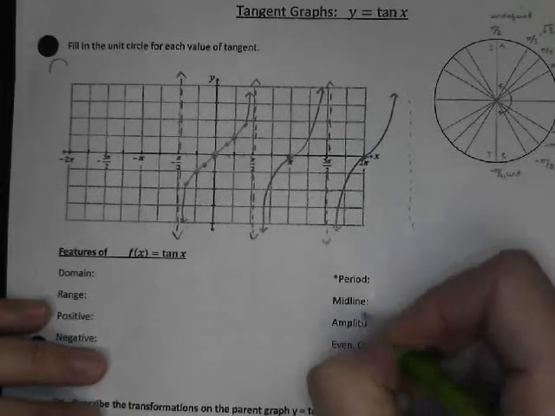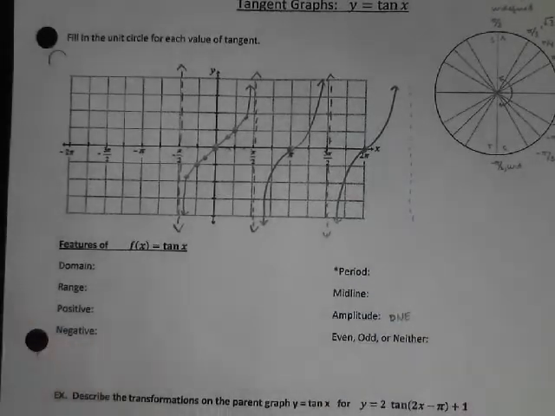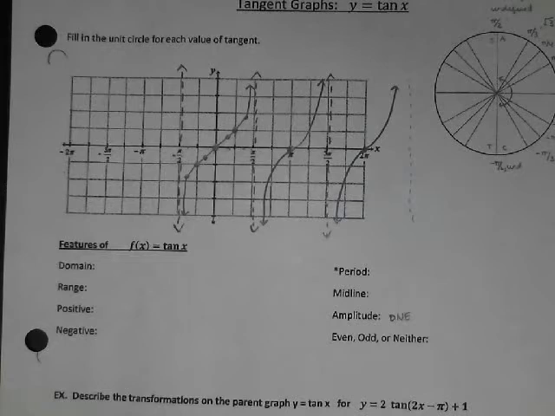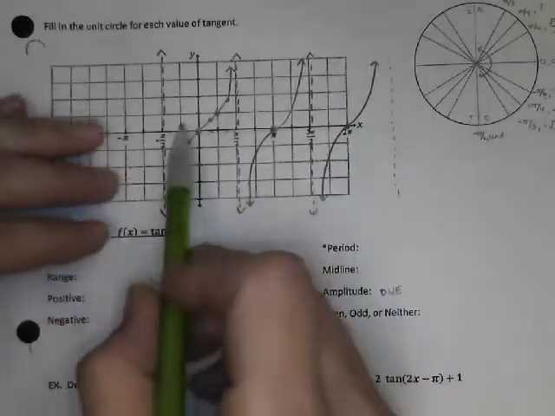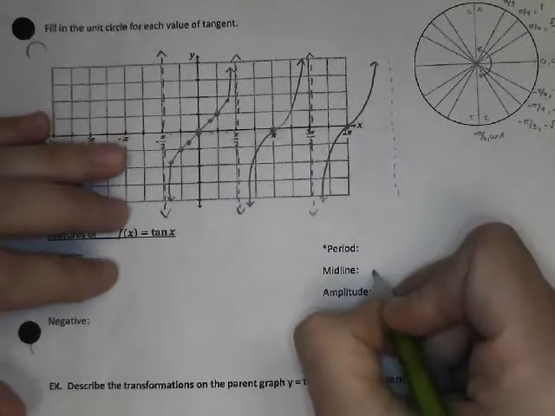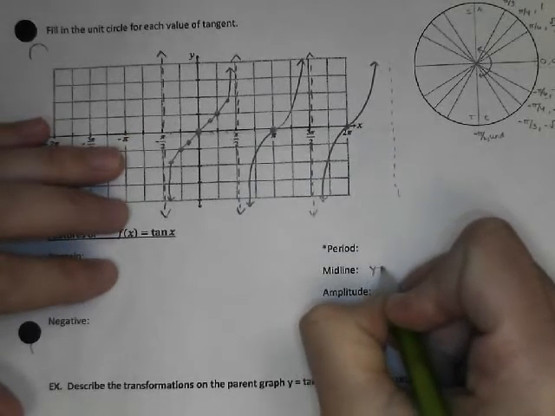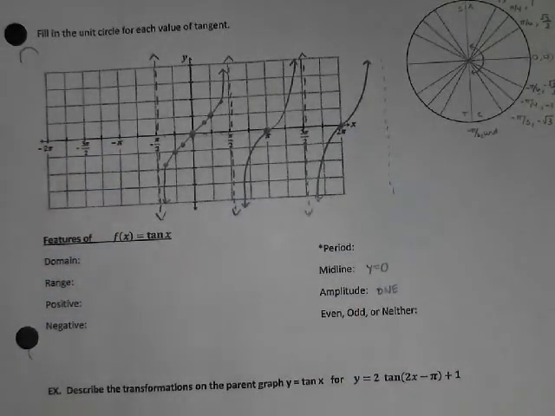There's no such thing as amplitude. It does not exist, because it's not a wave. There is a midline, I guess you could say. The midline is at 0, and you can shift these up and down off of that. So we'll say it's at y equals 0, although it's not really the middle of the wave.